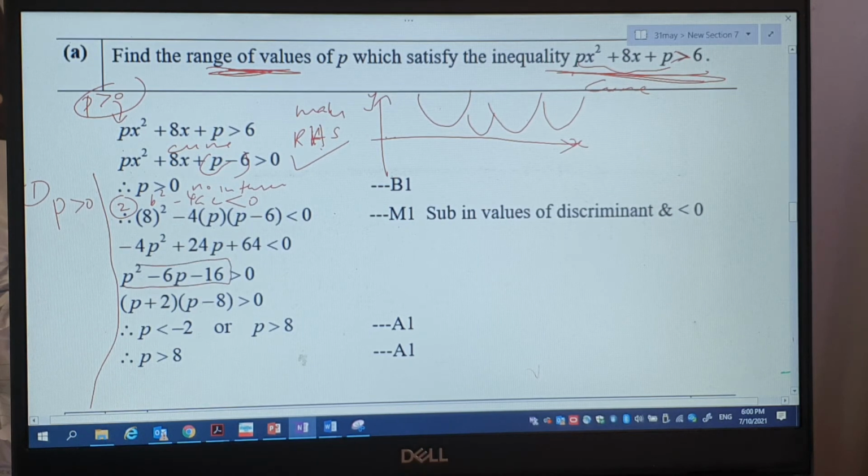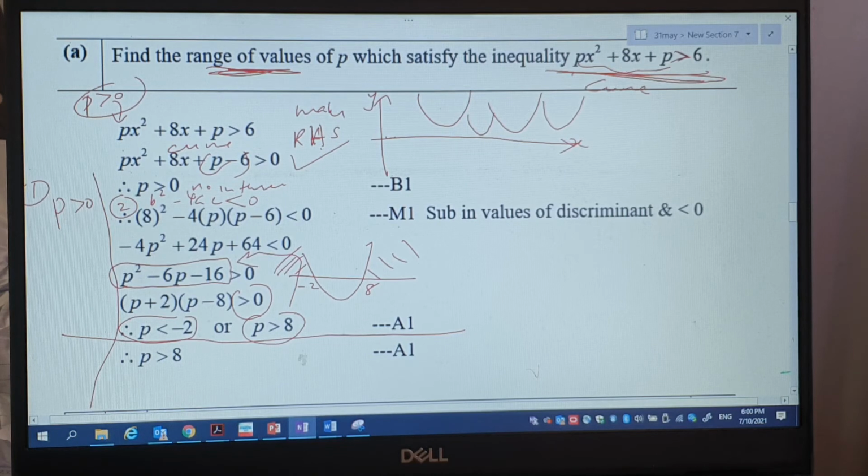We use Jaron's method, always make it happy face. Then you solve, this will be minus 2, this will be 8. You want it positive, so it's either this or this. That is for solving this part here. But that's not the final answer because I told you there are 2 conditions. So p must be greater than 0.